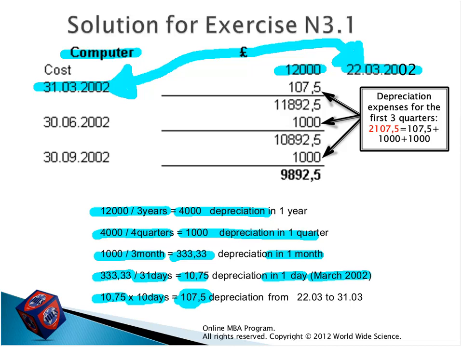But it's not a whole first quarter, you remember, it's only 10 days. Here, I have put that at the 31st of March, I have depreciation cost 107.5 only for the first quarter, right?